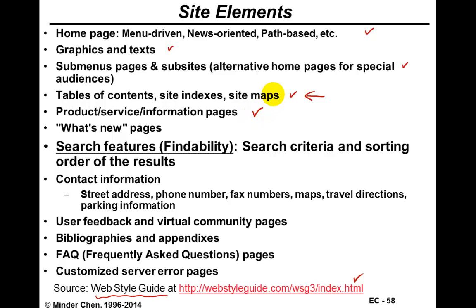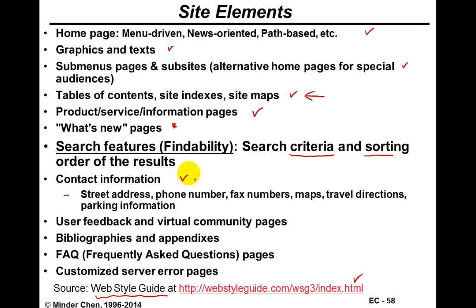If you offer products or services through your website, think about how you're going to present your products and services, and those product pages and service pages. Have a page about what's new to get people's attention. If your site contains lots of products, services, or information, you need to think about the search function. We referred to this earlier as findability. You need to think about what kind of search criteria you allow the user to use to search, and how you're going to sort the search results, in what way.